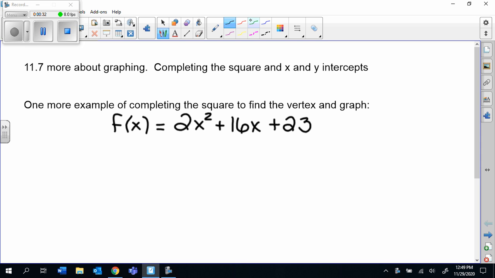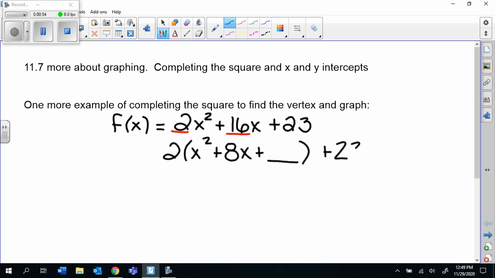graph this. So I'm going to pull out this coefficient here, and I'm just going to pull it out from the first two terms. So I'm going to pull that 2 out. We're going to be left with x squared plus 8x. And then we'll leave that space right here. And then I'll add in that 23 in the back. And then we're going to leave a space right there.